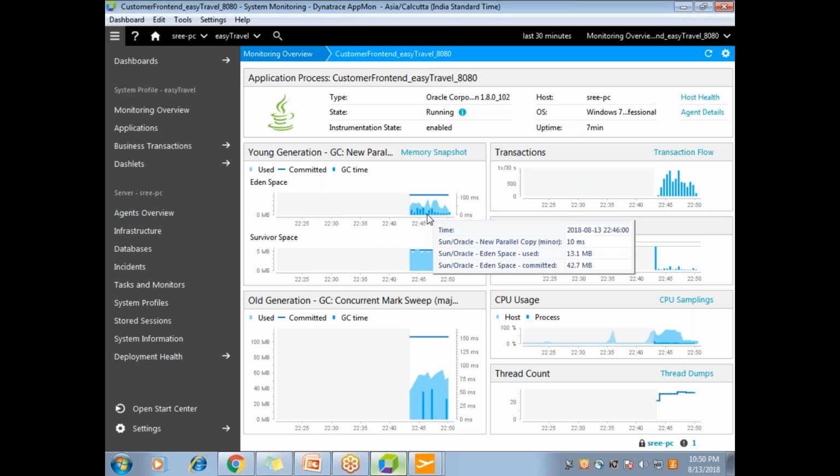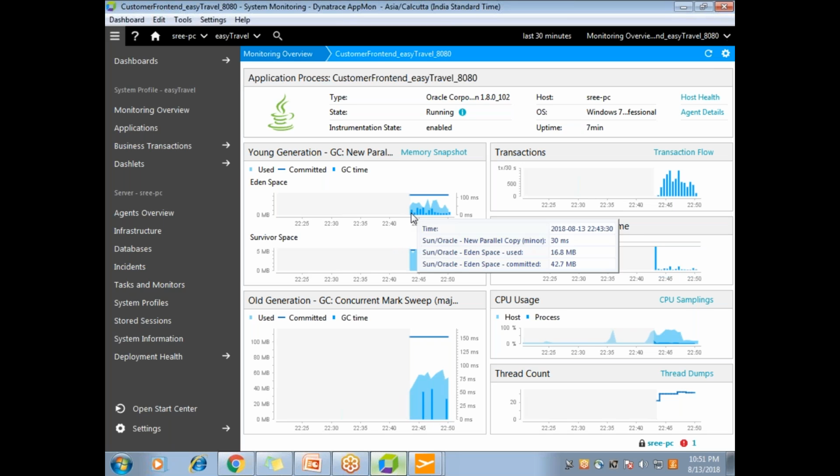The GC time, you can relate it to the CPU time. So you can say that the more the GC time, somehow it is related. There are some calculations, and it is related to the CPU time as well. So it is requiring more CPU time. Okay, so that's how you can see.